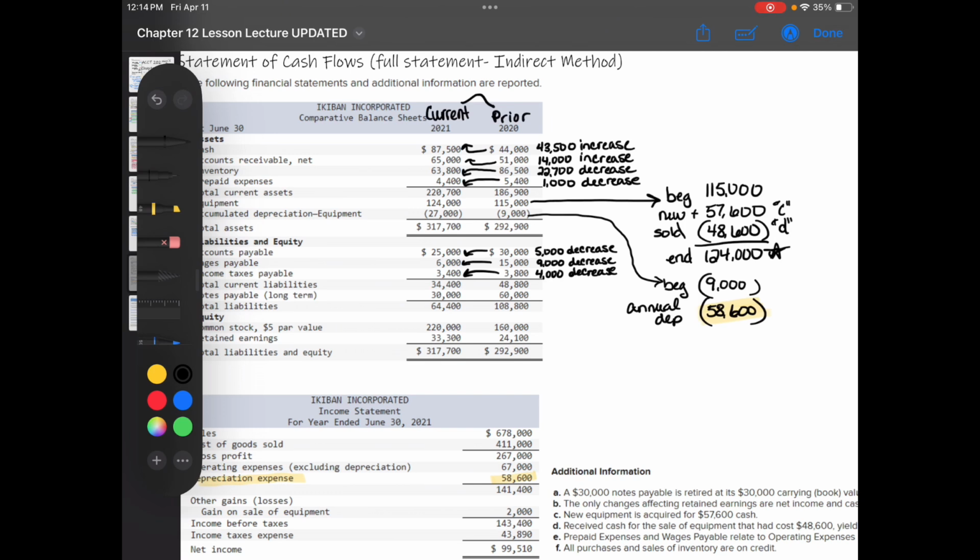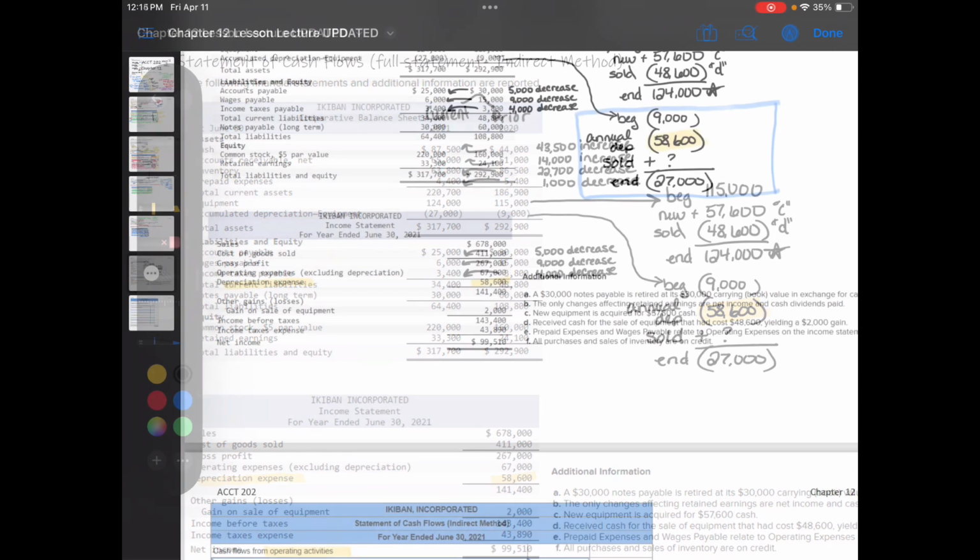And the other thing that happened is that we sold equipment. Now that we don't know the amount, but that would actually be an addition into this account. And that's how we're going to end up with an end balance of negative 27,000. So at this point, we need to solve for that. So we need to actually do some algebra, and I'll do that at the bottom of the page.